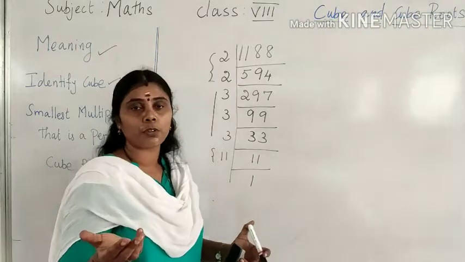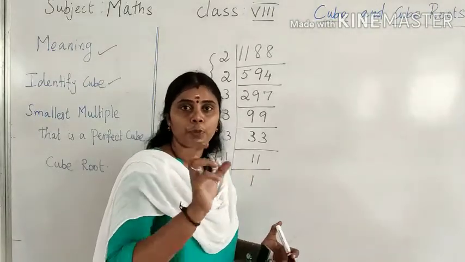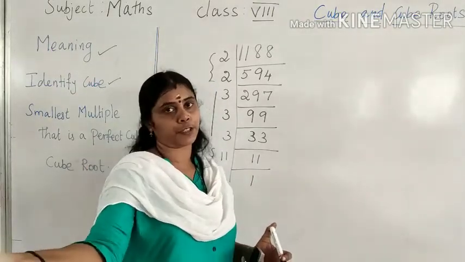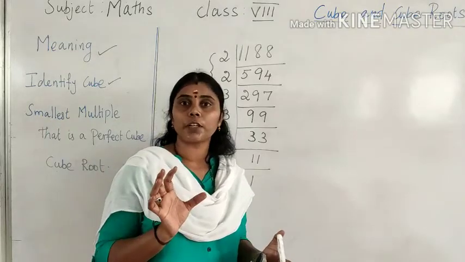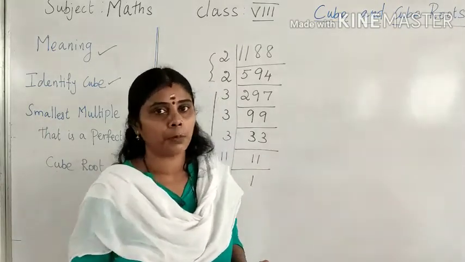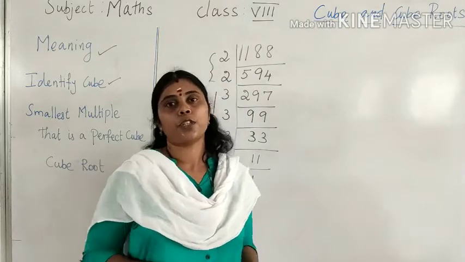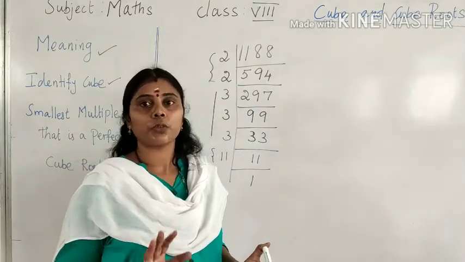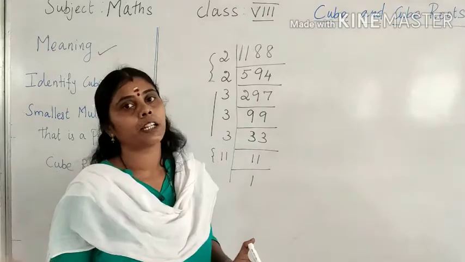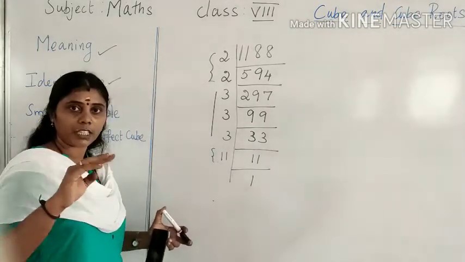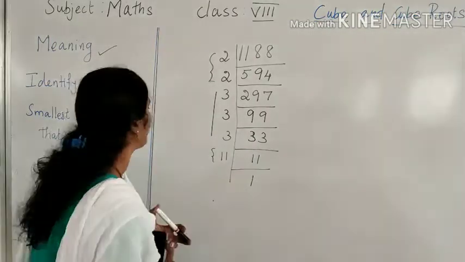In square and square root you learned that the smallest number should be added so that it becomes a perfect square, and the smallest number will be multiplied so that it becomes a perfect square. In the same way, the smallest number will be divided, and then also it becomes a perfect square. Here we are going to take only one thing, that is multiply. Only by multiplying can we make it a perfect cube.